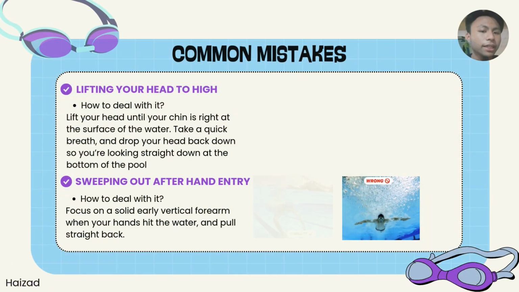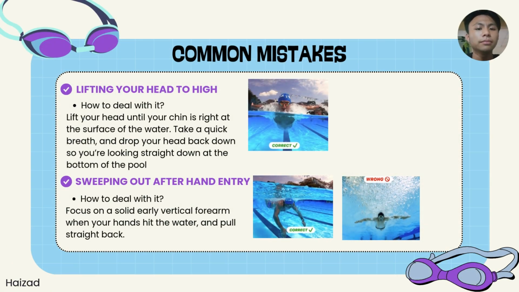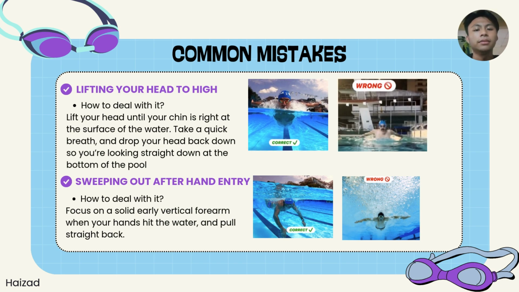There are some common mistakes that swimmers usually make in butterfly stroke. First, lifting your head too high. How to deal with it? Lift your head until your chin is right at the surface of the water. Take a quick breath and drop your head back down so you're looking straight at the bottom of the pool.